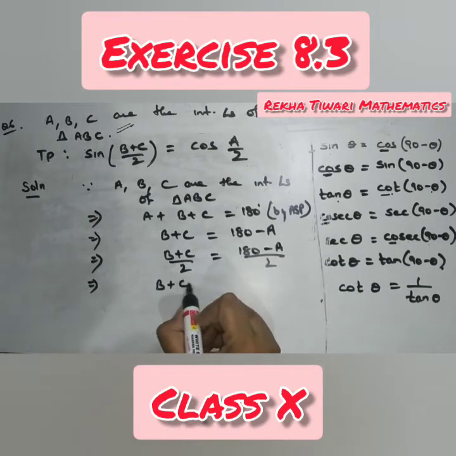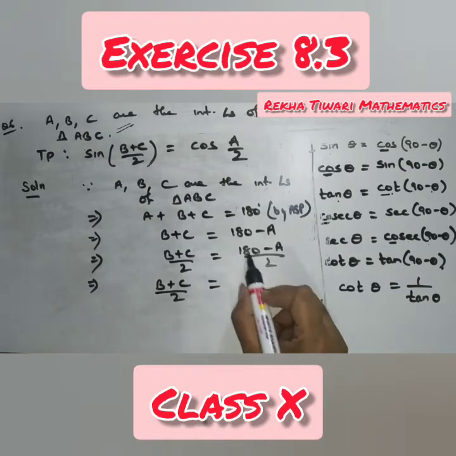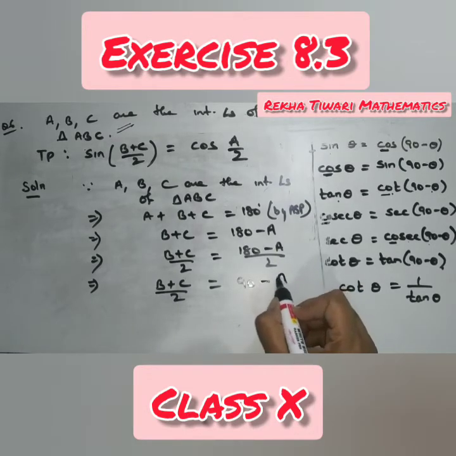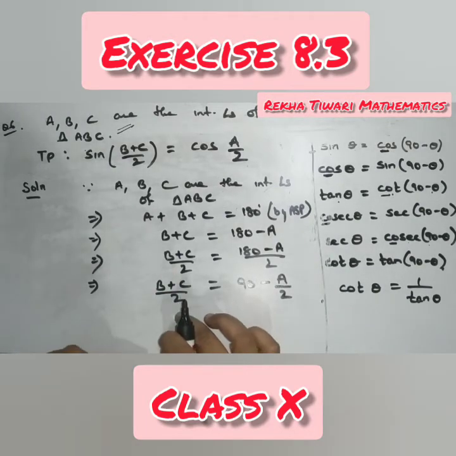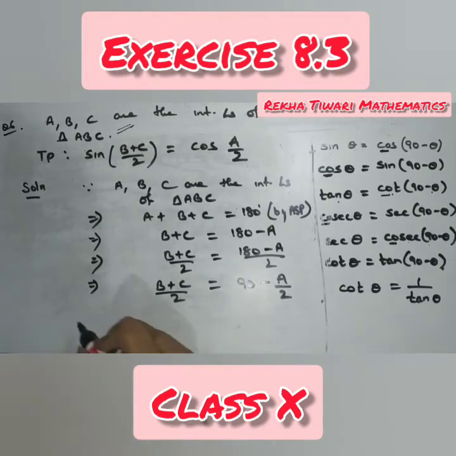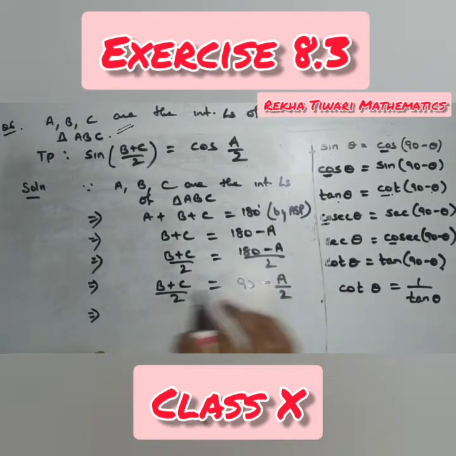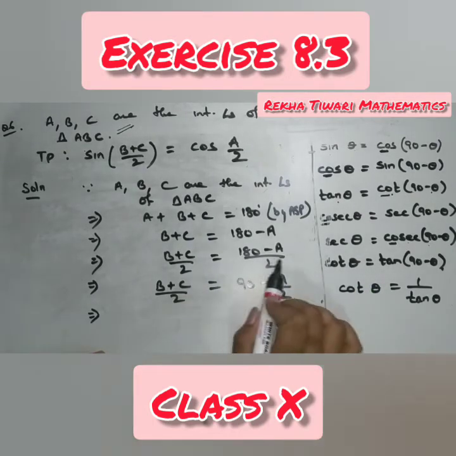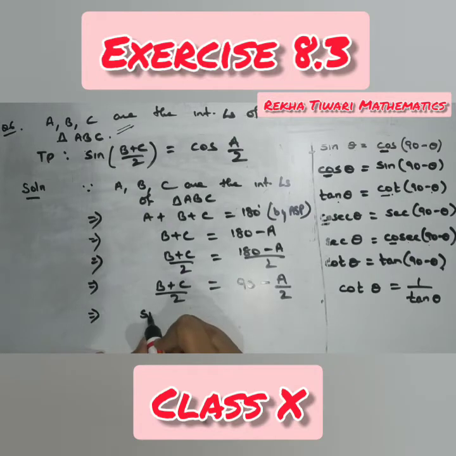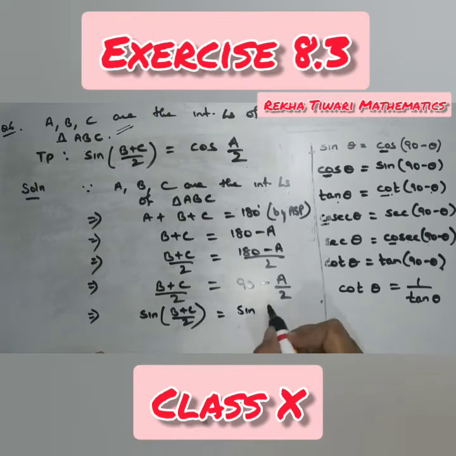Let us solve this. So this is (B plus C) by 2 is equal to, if you separate 2, this becomes 180 by 2, which is 90 minus A by 2. Just segregate these terms. Now, what else is required? With this (B plus C) by 2, the sine ratio is used. So let us use the sine ratio on both the sides. Whatever you have to do, it should be on both the sides. See, I have divided 2 to both the sides. So again, I am going to put the sine ratio on both the sides. So this is sine (B plus C) by 2 equals sine (90 minus A by 2).